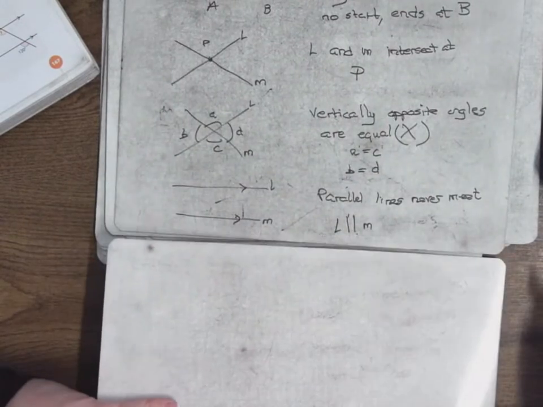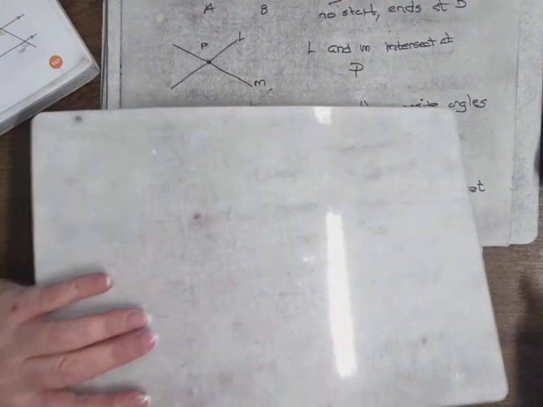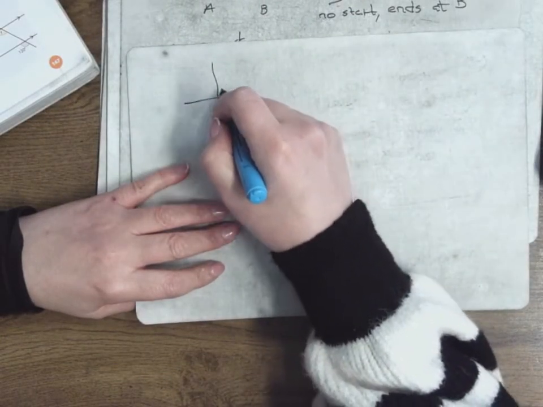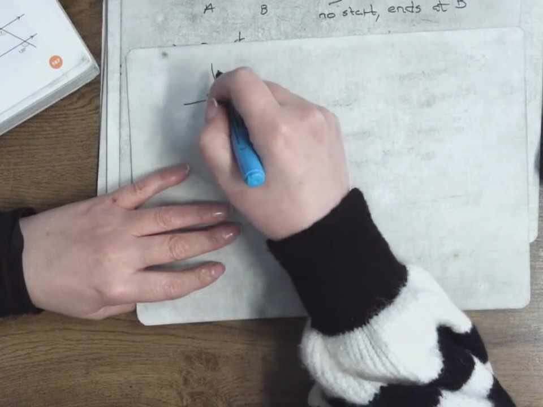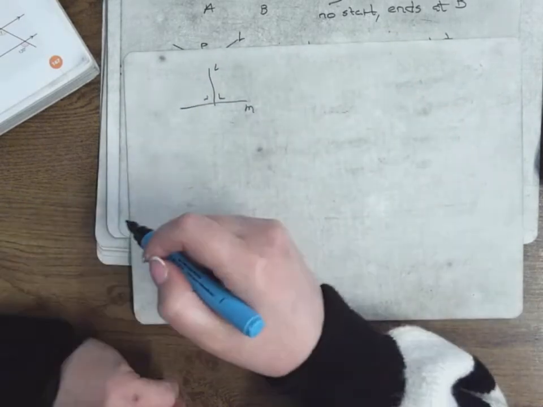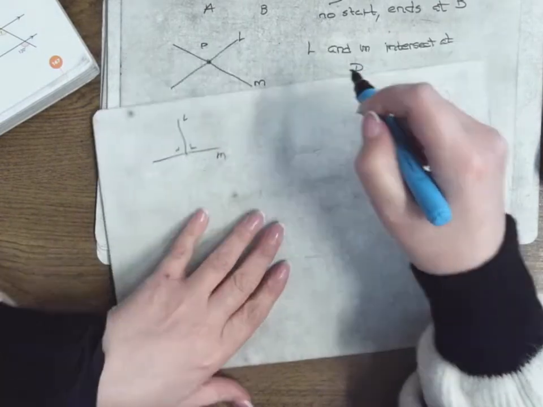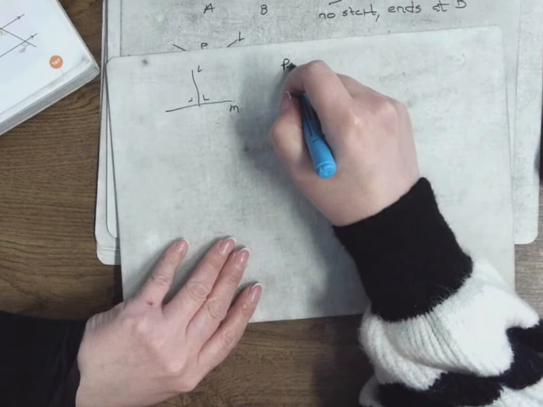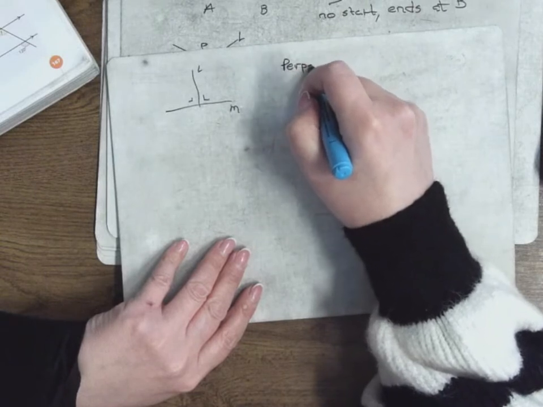Are we all up to speed? If I have two lines that meet at right angles, L and M, what do I call them? Perpendicular lines, aren't they? Have you heard the word perpendicular? Perpendicular lines.